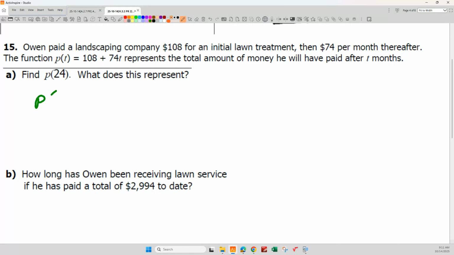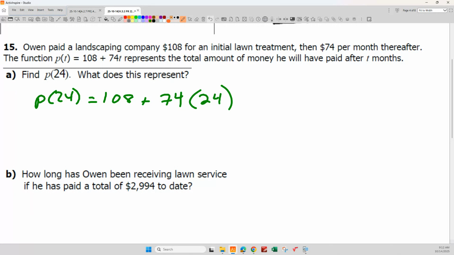So P of 24 equals 108 plus 74 times 24. How could we multiply that, do you think, in our heads? What could we do? If you really wanted to. This is good practice. This kind of mental math makes you better at algebra.